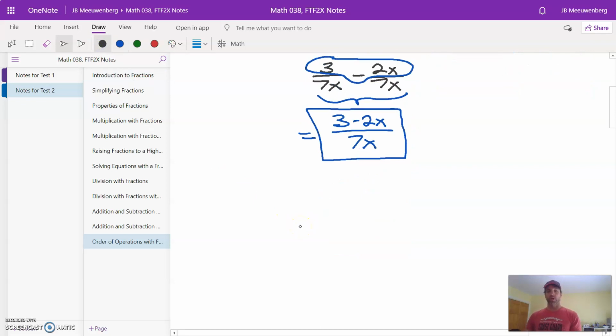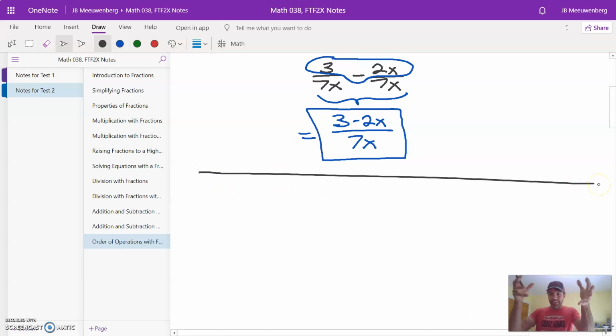As we said before, you can't cancel the x's, you can't cancel part of an addition or subtraction problem. You can only cancel when it's all multiplication.